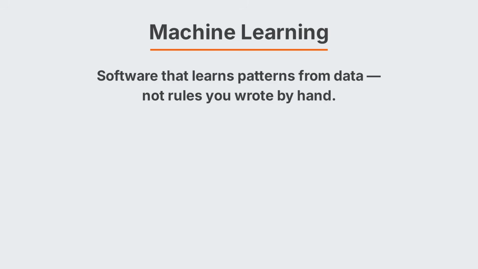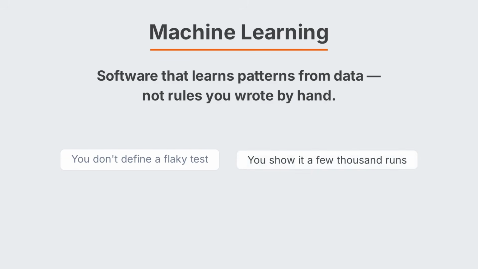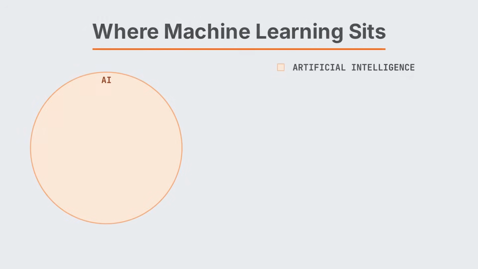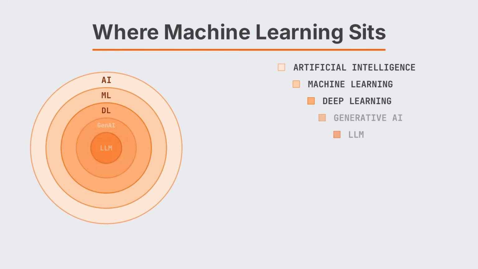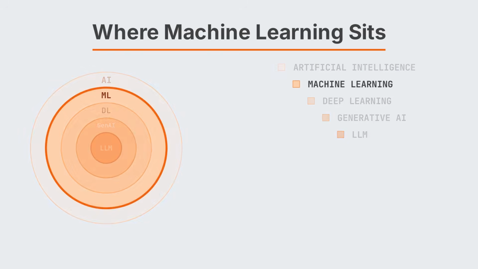Machine learning is software that learns patterns from data instead of following rules you wrote by hand. You do not tell it what a flaky test looks like. You show it a few thousand test runs, and it works out the pattern. The output is a model. The model makes predictions. Machine learning sits inside artificial intelligence. Deep learning sits inside machine learning.